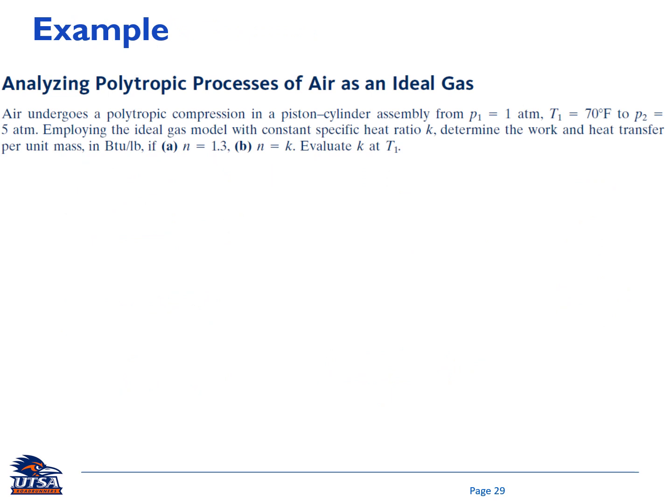Now let's have a look at this example. Air undergoes a polytropic compression, so the volume decreases in a piston cylinder assembly, from a pressure of 1 atmosphere and temperature of 70 degrees Fahrenheit to a final pressure of 5 atmosphere, employing the ideal gas model with constant specific heat ratio, constant K. Determine the work and heat transfer per unit mass in BTU per pound, in British units, for A, n equal to 1.5, and B, n equal to K. Another clue here: evaluate K at T1.